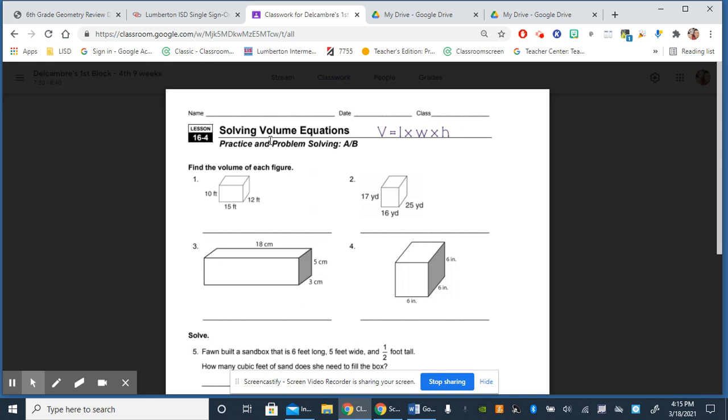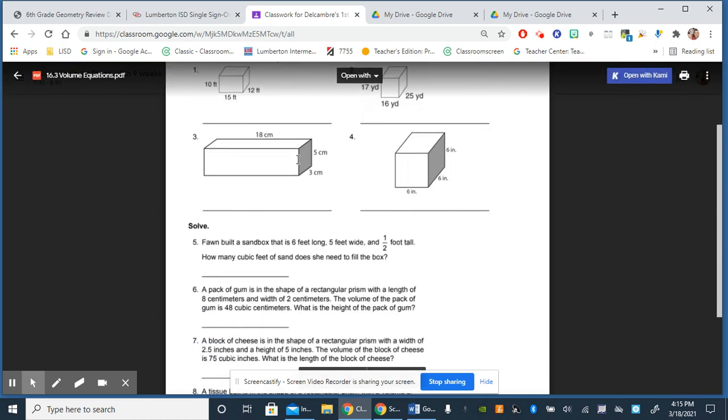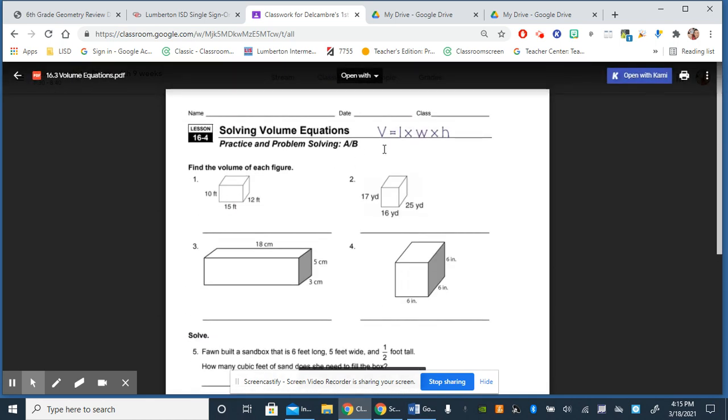All right, so here we go with solving your volume equations. You have a total of 8 questions. I went ahead and rewrote the formula up here, length times width times height. So please make sure you remember you're multiplying each side. Do not add. Please don't add. When we're dealing with volume, we multiply all of the 3 numbers together. So best thing for you to do is rewrite the formula, plug in what you know, and then solve.